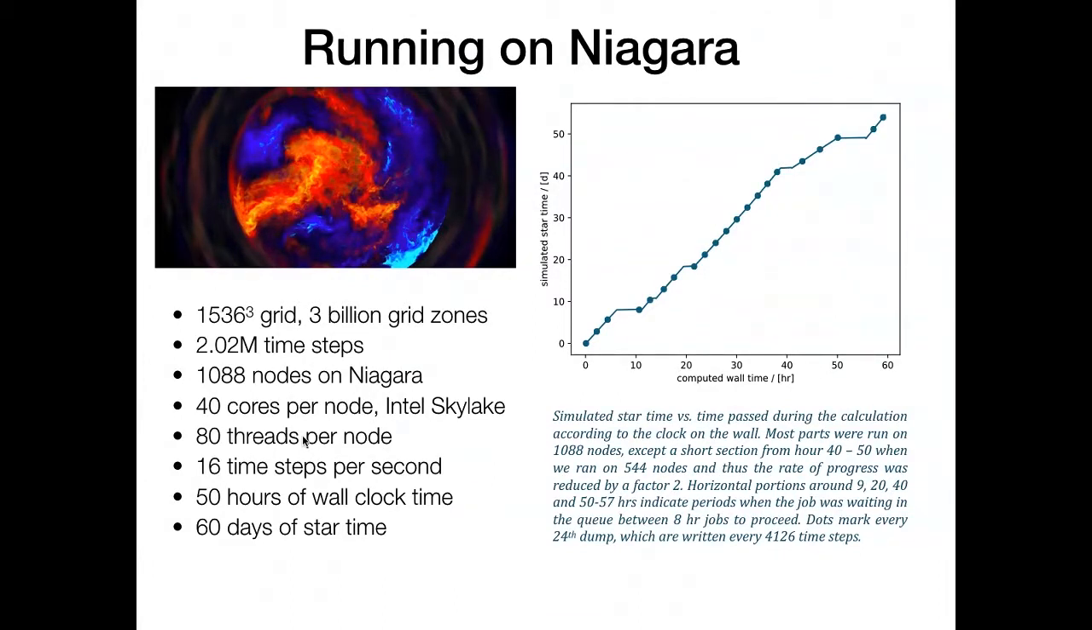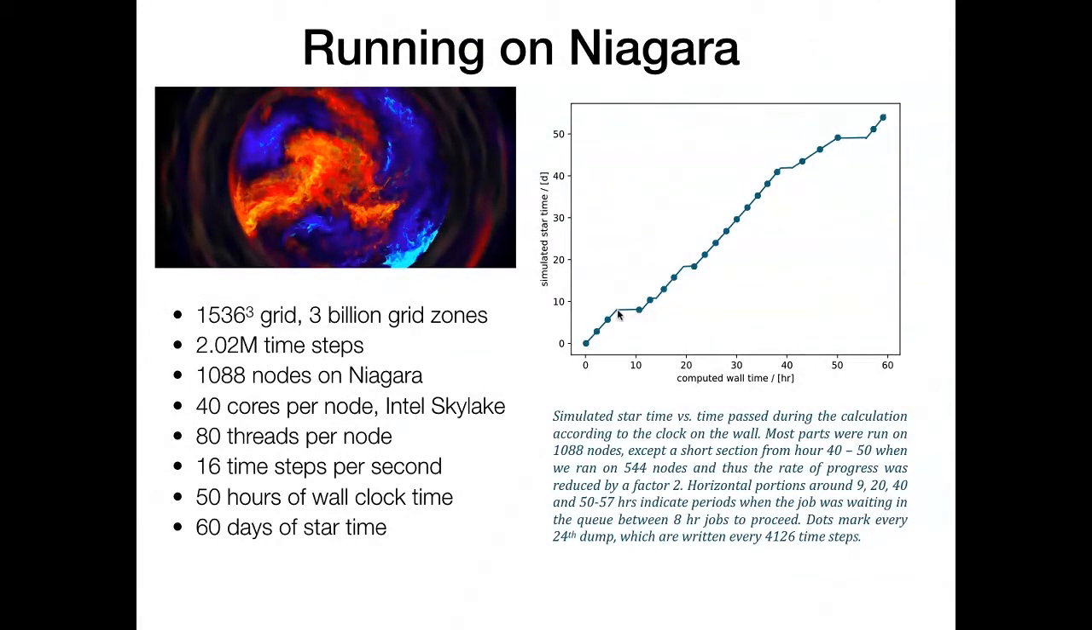And the whole run, mostly on 1088 nodes, ran for 450 hours. On the right, you can see a diagram showing the computed wall clock time for this little bit more than two-day campaign. And on the y-axis, you see the simulated star time. So we simulated approximately 60 days of star time in 60 hours of wall clock time.